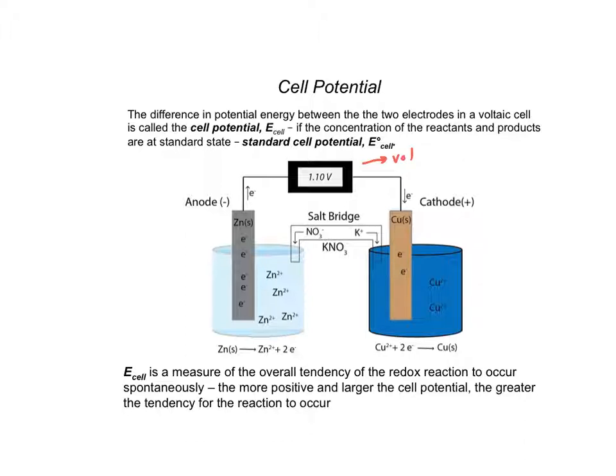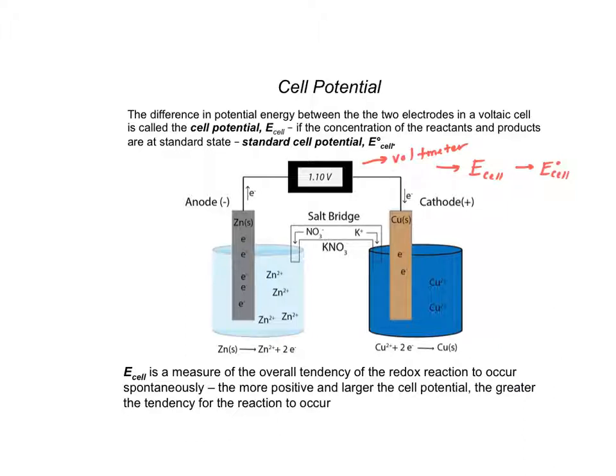A voltmeter can measure this overall potential difference between our two separate half reactions, and what that is called is the overall cell potential. We abbreviate this E cell, okay? If all our reactants and products are at standard state, then this gets another special name, which is just E naught cell, because again, the little naught tells you that everything is at standard state.